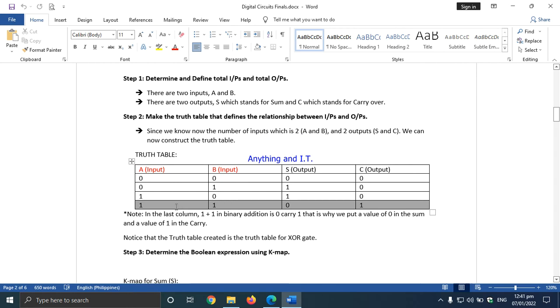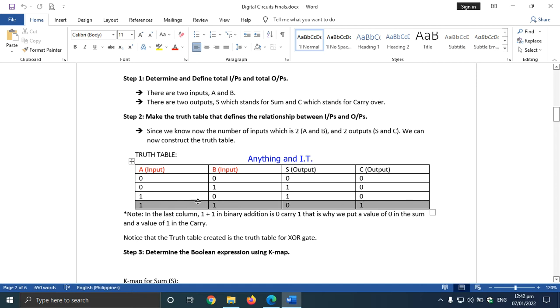If you notice, naka-highlight yung last row natin because 1 plus 1 is 0. Okay, 0 carry 1. So, ito yung silbi ng carry. Kasi pag pinag-add natin yung 1 and 1, as discussed on our first lessons dun sa number systems natin, 1 plus 1 is 0, carry 1. So, ilalagay natin yung carry dito.